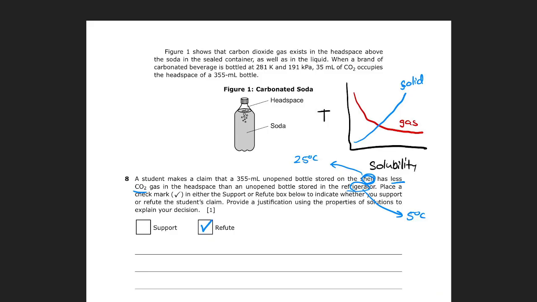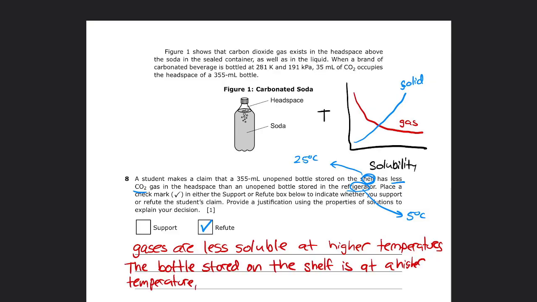And in order to justify that, I would say something along the lines of gases are less soluble at higher temperatures. You could mention that the bottle that's stored on the shelf is at a higher temperature. And then you could use that to justify that at a higher temperature, more gas will be out of the solution and thus in the headspace.